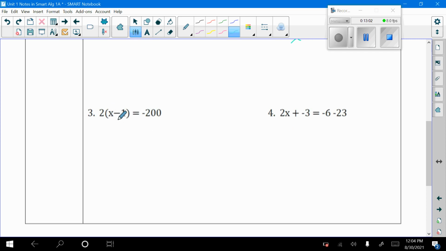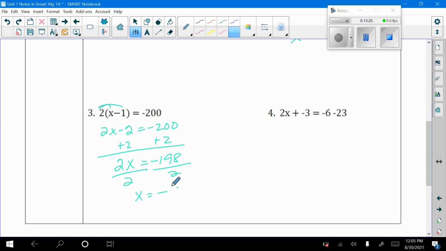Here, I would either divide by 2 and then add 1, or else I could distribute. Your choice. Most of you, I believe, are still distributing. So 2x minus 2 equals negative 200. Add 2, add 2. 2x is equal to negative 198. X is equal to negative 99.